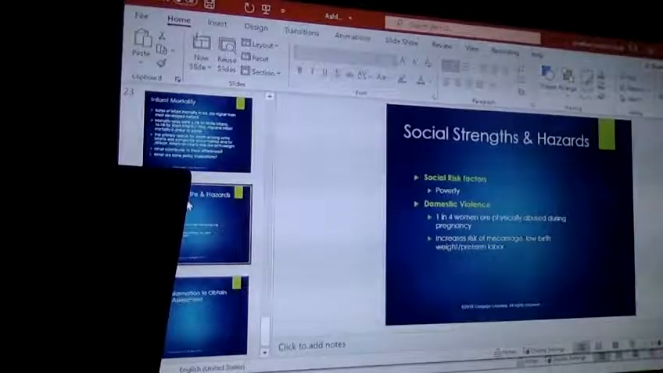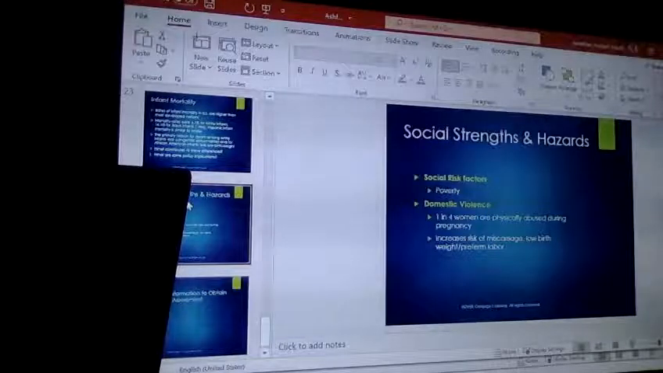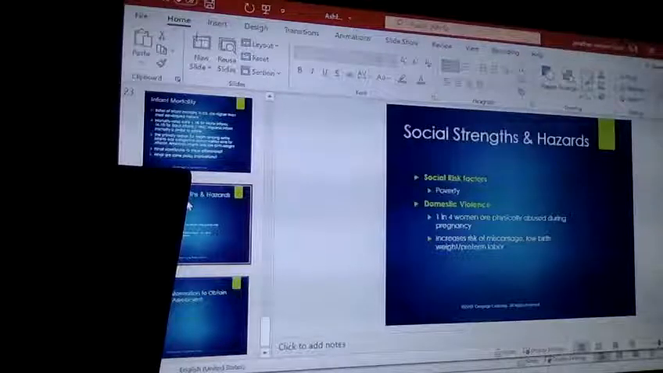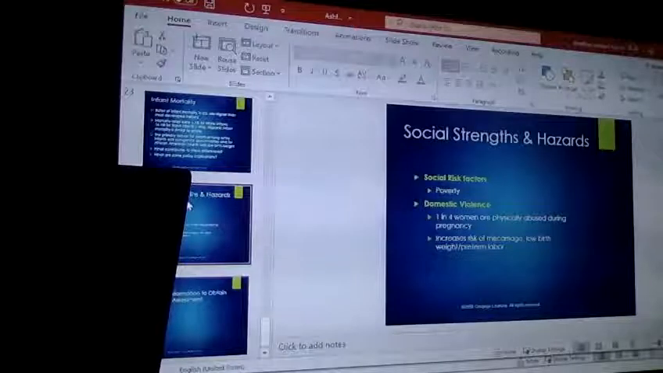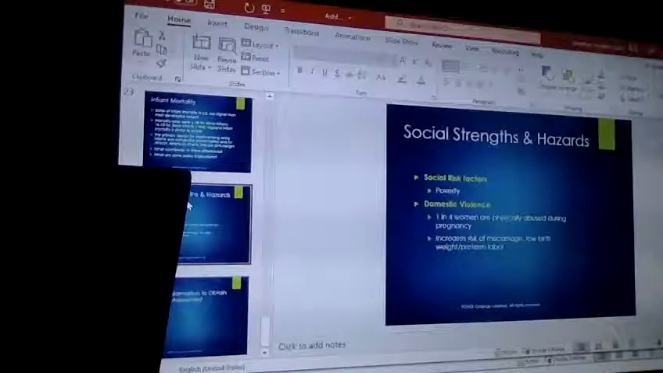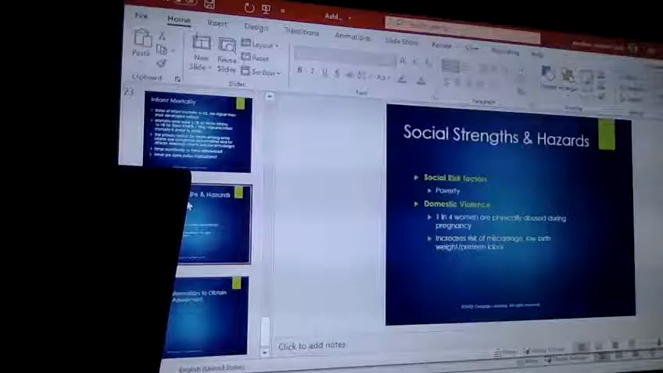One other social hazard is that 1 in 4 women are physically abused during pregnancy. Usually that steps up. Maybe they're already fighting ahead of time, and then the woman finds out she's pregnant, and that sets it off. There are significant stressors, like we can't afford it. So make sure to get them to the care they need, whatever that may be.